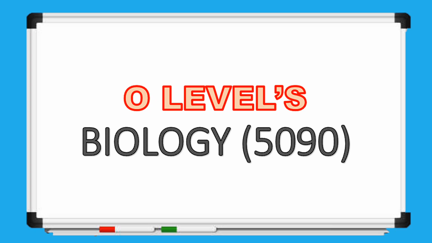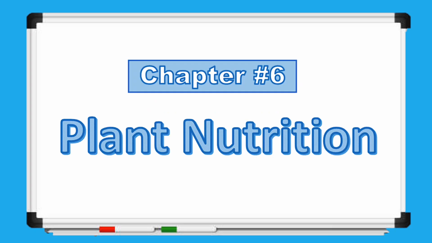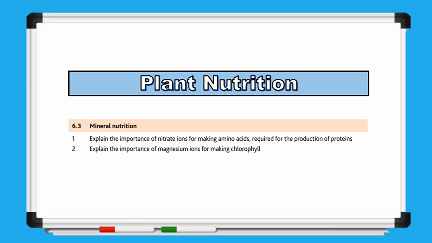Here, we're continuing with O-Level Biology and exploring the chapter of Plant Nutrition. So far, we've completed the first part, where we looked into how plants make their food through photosynthesis. Then we covered its next part, where we explored the structure of leaves and how their features help make photosynthesis more efficient. Now, we're moving forward with the next section of this chapter, which is all about mineral nutrition.